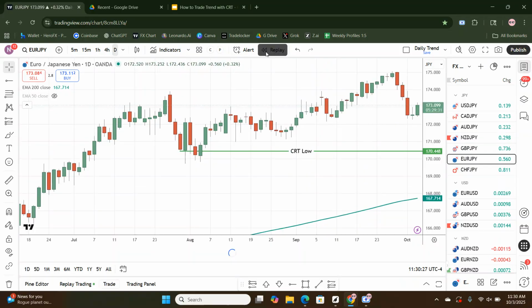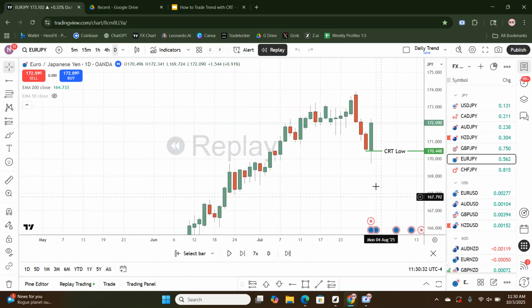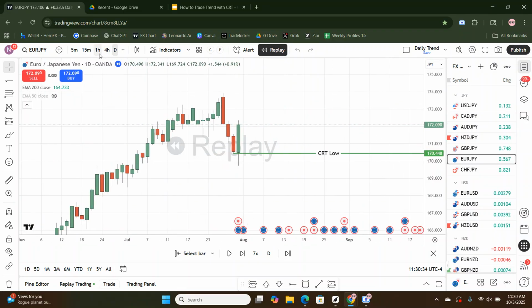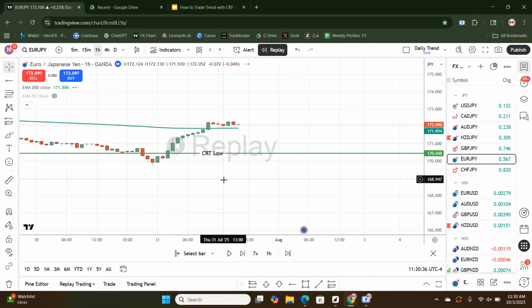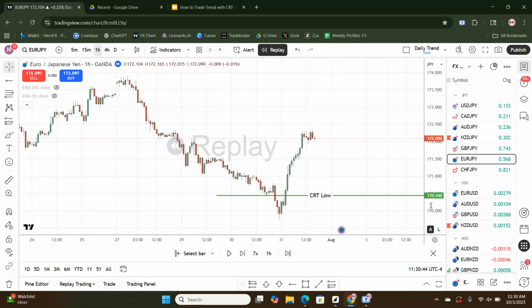So I'll just do the replay option. I'll put price right here. Yeah, that should give it to us. And let's see what our best entry would have been. After you identify the baseline on the daily, you really don't need it on the 1 hour. I'm just going to get rid of that just to avoid any confusion.